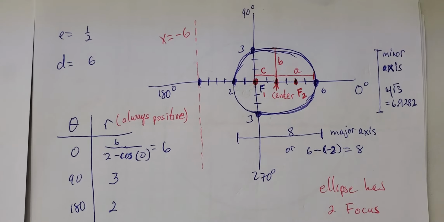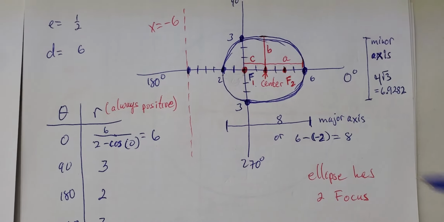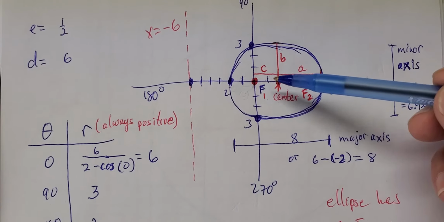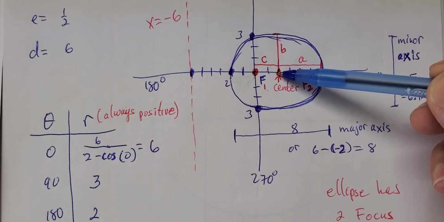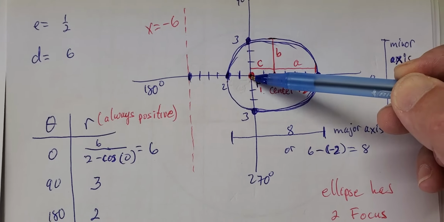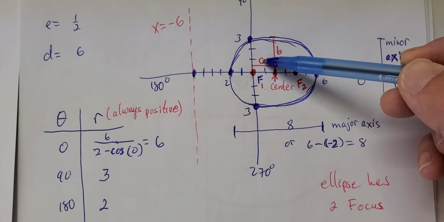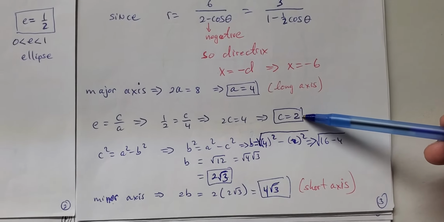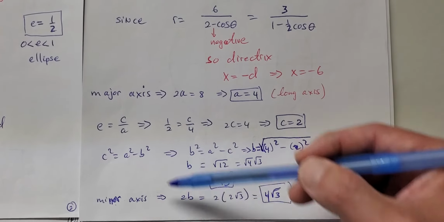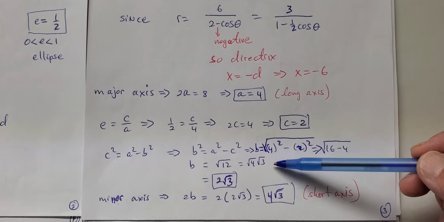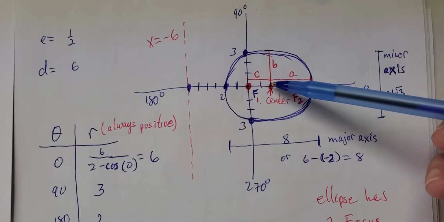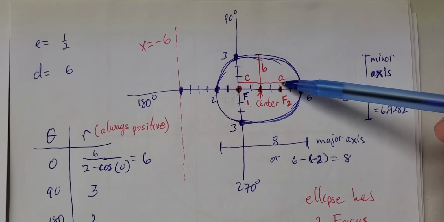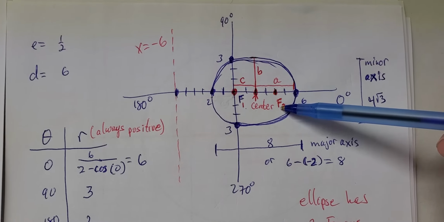Now with an ellipse, there are 2 foci, one on the left and one on the right. To get these points, it is the distance of c from the center to the left. How do we know c? We have it right here. Here is c, which is 2. And I did show you this in the last video. So distance from center to the left, which is 2, is the first focus. Distance to the right is the second focus.